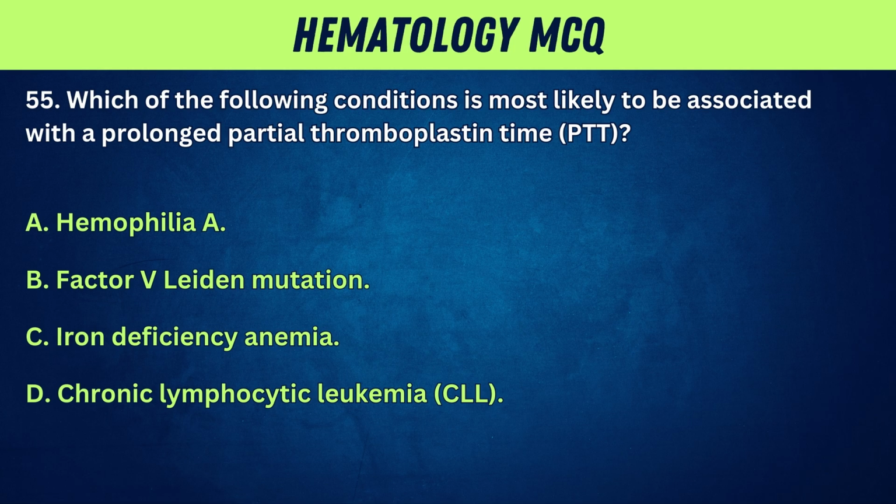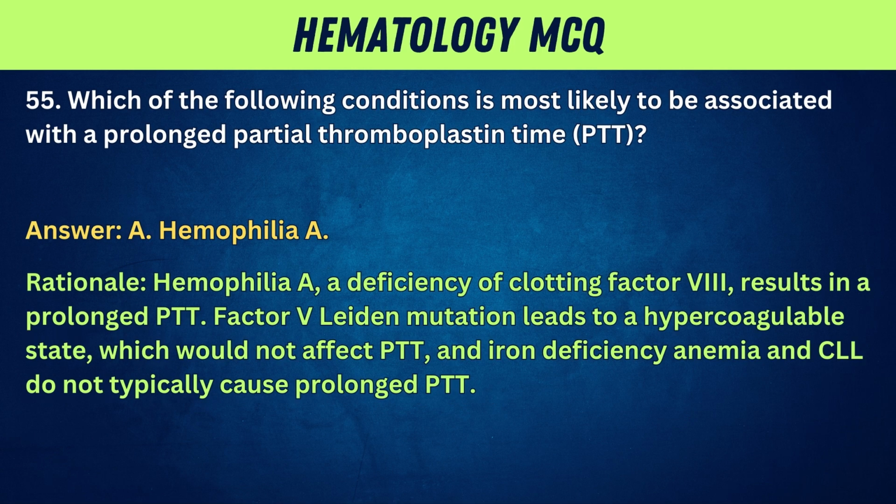55. Which of the following conditions is most likely to be associated with a prolonged partial thromboplastin time, PTT? A. Hemophilia A. B. Factor V Leiden mutation. C. Iron deficiency anemia. D. Chronic lymphocytic leukemia, CLL. Answer: A. Hemophilia A. Rationale: hemophilia A, deficiency of clotting factor VIII, results in a prolonged PTT. Factor V Leiden mutation leads to a hypercoagulable state, which would not affect PTT, and iron deficiency anemia and CLL do not typically cause prolonged PTT.